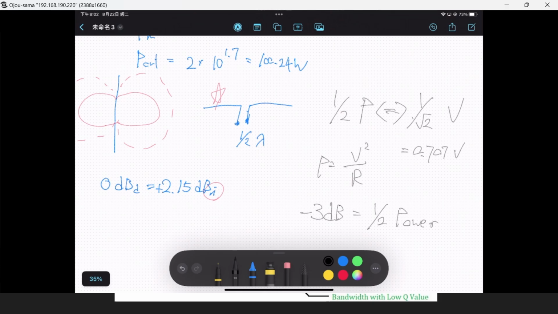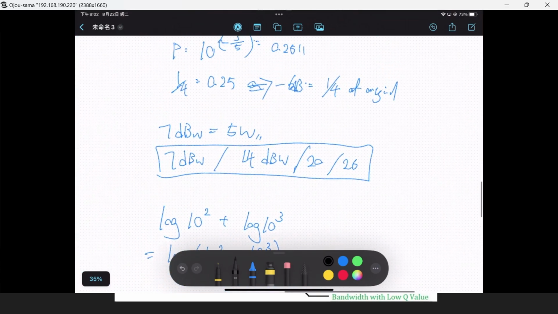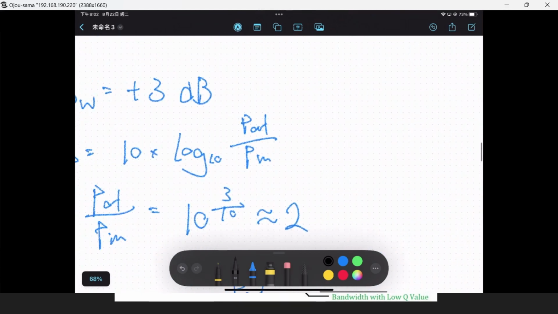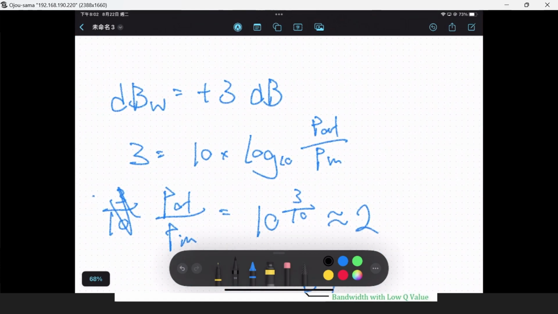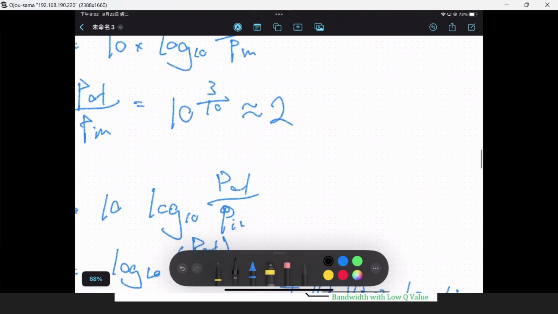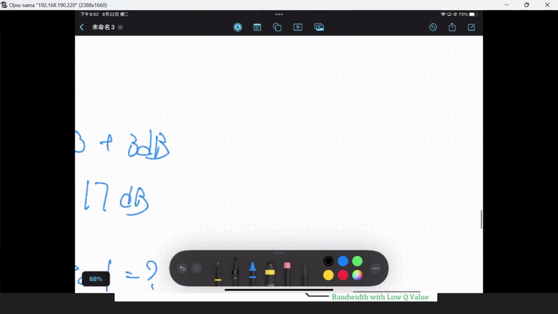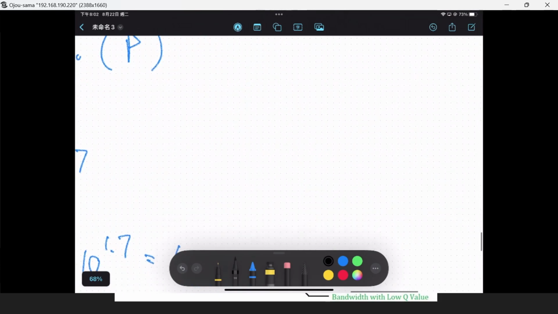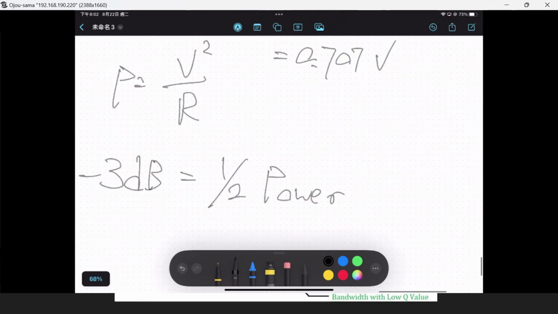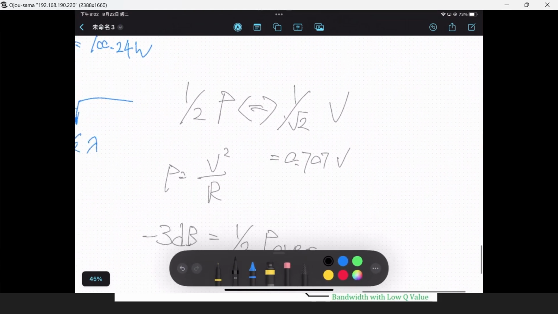Why is it halved? Still remember we do a lot of math here. 3 is a magic number. Plus 3 dB is 2 times larger. Minus 3 dB is half of the power. So if power is half, the voltage is 1 over root 2.